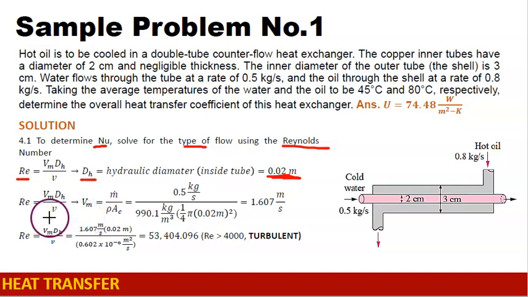Substituting, and taking note also that we are not given the velocity of the water, we need to solve that using the relationship: mass flow rate over density times the cross-sectional area. The mass flow rate of water is given, the density of water is known from the table, and the cross-sectional area of this tube is pi over 4 d squared. So we can determine the velocity of the water flow as 1.607 meters per second.